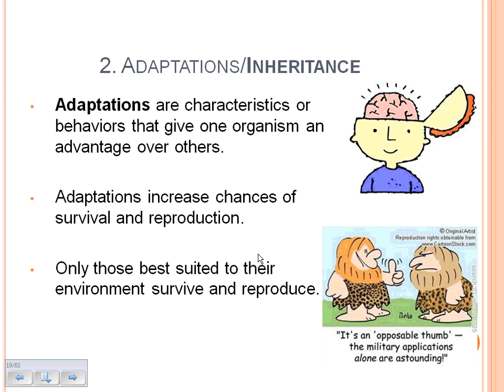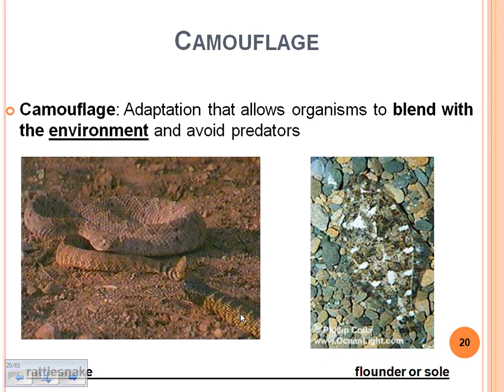The next bit of evidence, we look at adaptations, or in your notes, inheritance. They mean the same thing. So inheritance or adaptations are just characteristics or behaviors that give one organism an advantage over another. And the adaptations increase chances of survival and reproduction, and only those best suited to their environment will survive and reproduce. So you can take a look at this little comic there.